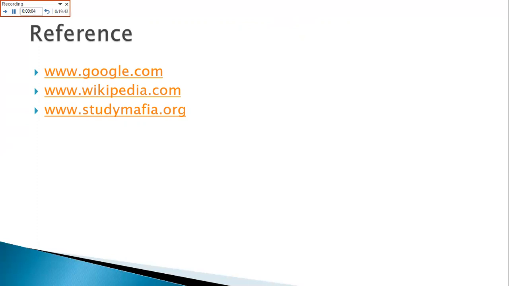So these are the references where you can search about communication structure: Google, wikipedia.com, and third one is Study Mafia.